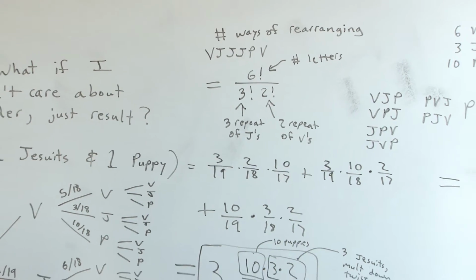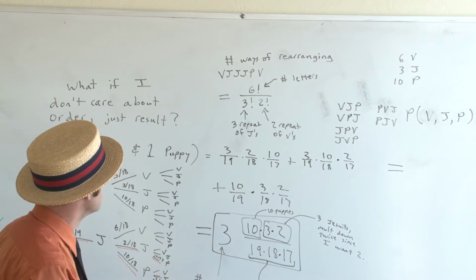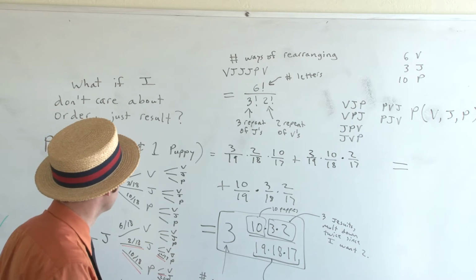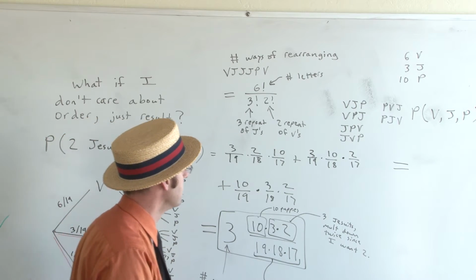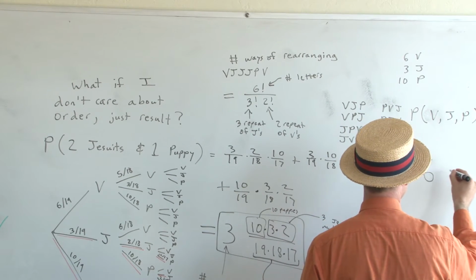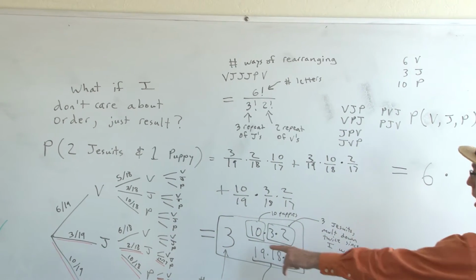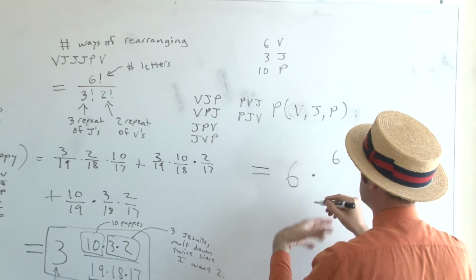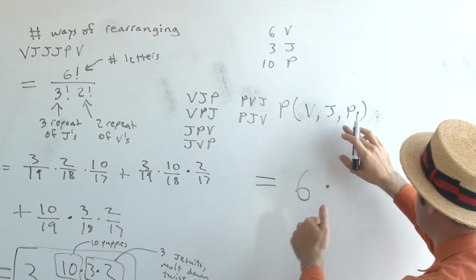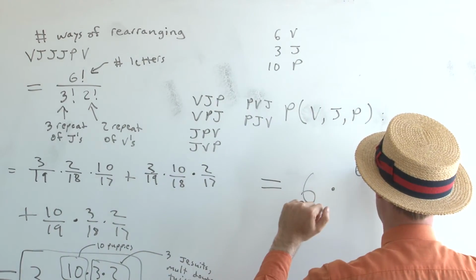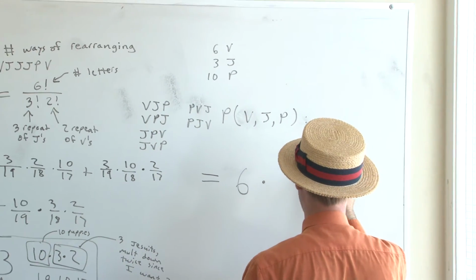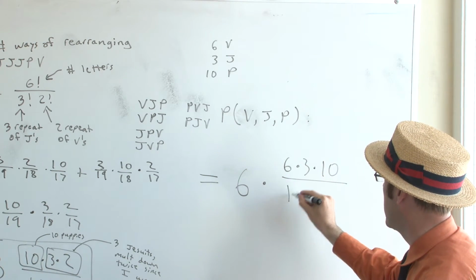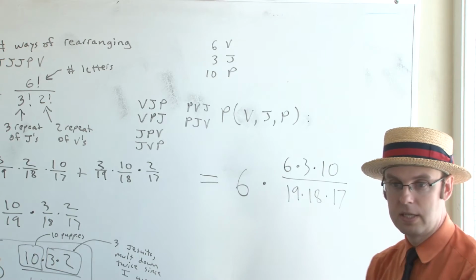So in this case, would it just be 3 factorial? So in this case, it would be 3 factorial, which is 6. Exactly. So this is going to be 6 times, on the top, I want 1 vampire, 6, I only want 1, so I don't need to multiply down any. I want 1 Jesuit, 3, I want 1 puppy, 10, and I have 19 total objects, of which I'm picking out 3, so 19 times 18 times 17.